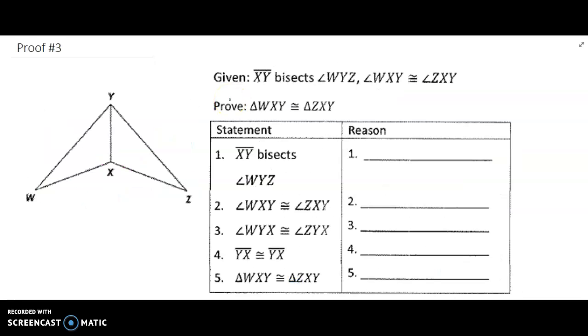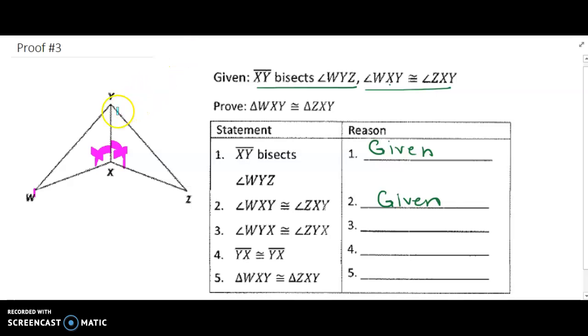All right, so let's look at proof number 3 in this little booklet. All right, so we're given that XY bisects angle WYZ, so that is given. And I'm also given that angle WXY is congruent to angle ZXY. So let me go ahead and mark that. So this angle and this angle are congruent. Okay, now it tells me angle WYX is congruent to angle ZYX.